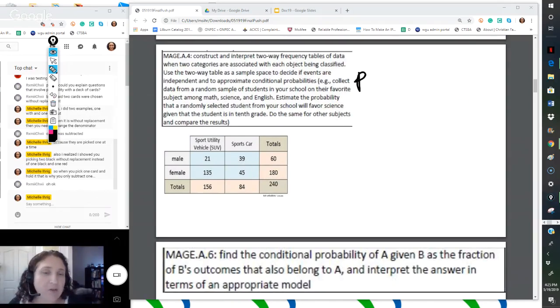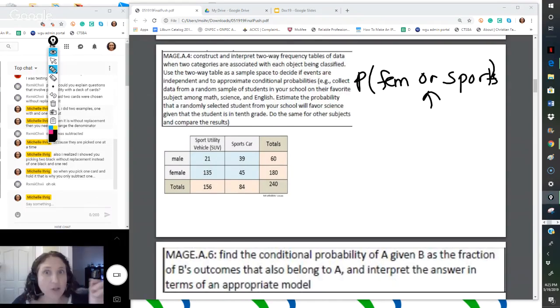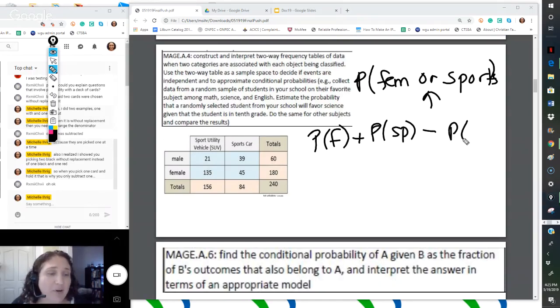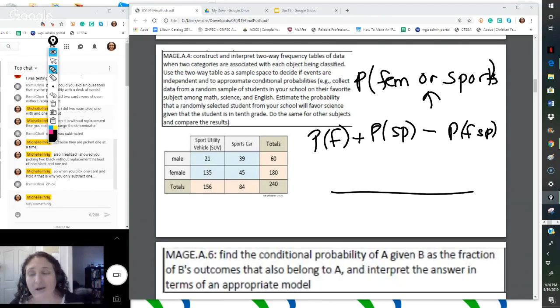Now, the other thing to think about for this table is you need to be able to pay attention to or. So if it says, what's the probability that a person is female or drives a sports car? Again, anytime we do or, you're going to use the formula sheet. So we're going to do the probability a person is female plus the probability a person drives a sports car minus the probability a person is female and drives a sports car. And remember, the denominator will always be the total. Anytime they ask you or, as long as there's not a given, that will always be the denominator.